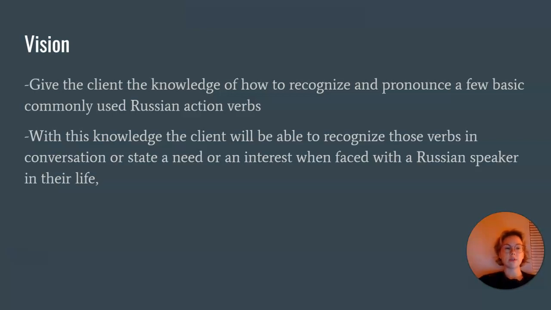So the vision was to give the client the knowledge of how to recognize and pronounce a few basic, commonly used Russian action verbs. With this knowledge, the client will be able to recognize those verbs in conversation or state a need or an interest when faced with a Russian speaker in real life. Focusing on common verbs related to everyday activities would ensure that my client can immediately apply their knowledge in practical situations, also making the learning process more relevant and engaging for them.